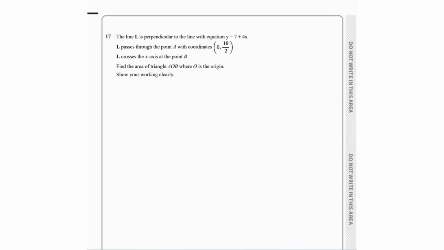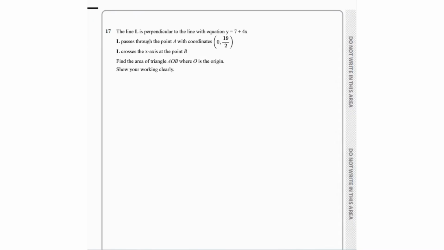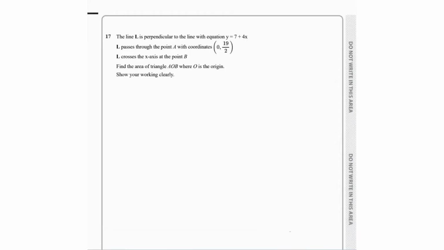In this video, we're going to do a question from Paper 1, and this is a question about perpendicular lines. The question says the line L is perpendicular to the line with equation y equals 7 plus 4x. L passes through point A with coordinates (0, 19/2). L crosses the x-axis at the point B. We have to find the area of triangle AOB where O is the origin. Show your working clearly. Now, this was a 4-mark question and it was easy for some and difficult for others. So let's see how we're supposed to solve this.